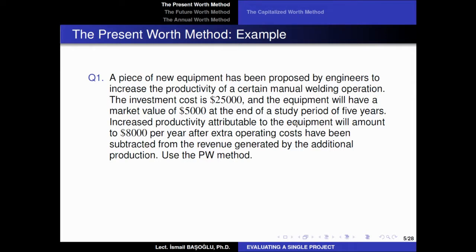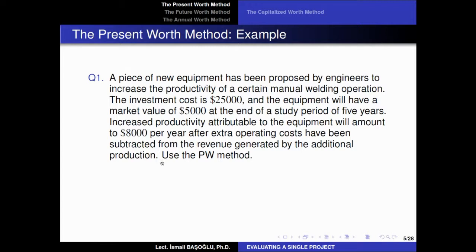However, there will also be some operational costs at the end of each year related to this equipment, but this $8,000 is the net profit. It is the net profit. So in each year, the revenues minus expenses is going to bring $8,000 of positive cash flow.